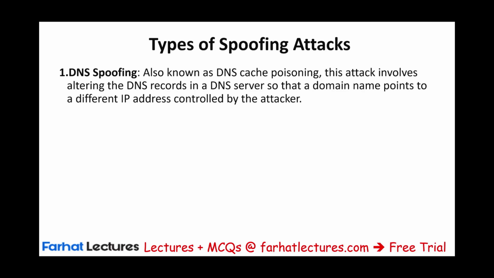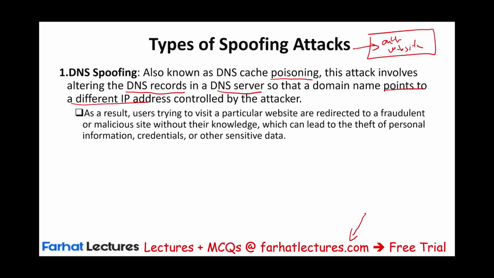Another type of spoofing is called DNS spoofing, also known as DNS cache poisoning. This attack involves altering the DNS record in a DNS server so that the domain name points to a different IP address controlled by the attacker. I'll give you an example. For example, farhatlectures.com. This is my IP address. My IP address is listed on a DNS server with a company. Now, if someone can go into that server and change farhatlectures.com to another website, they change the DNS server. So everyone that goes to farhatlectures.com will go to that other website.